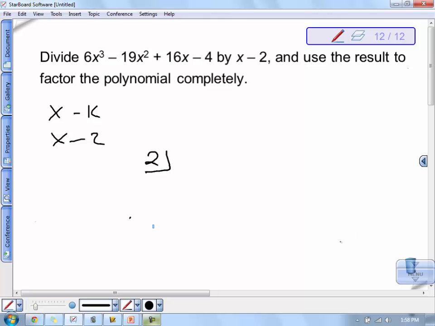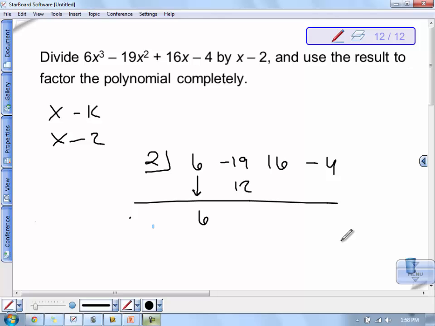So what I do is I take k, and I put it here. Then I write down the coefficients here: 6, negative 19, 16, and negative 4. And I just drop the first coefficient here, and then multiply. 6 times 2 gives me 12. And then I add these, so this gives me negative 7, and then I start over. 2 times negative 7 gives me negative 14. And then I add these. This gives me 2. 2 times 2 gives me 4. When I add this, I get no remainder.